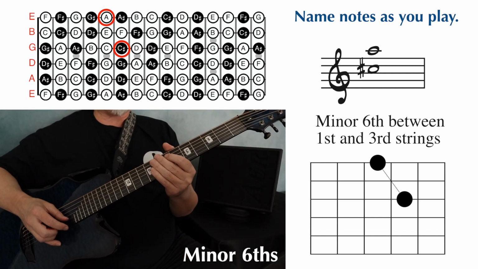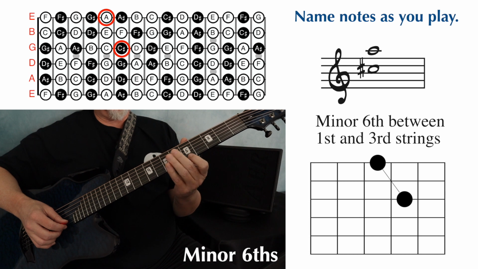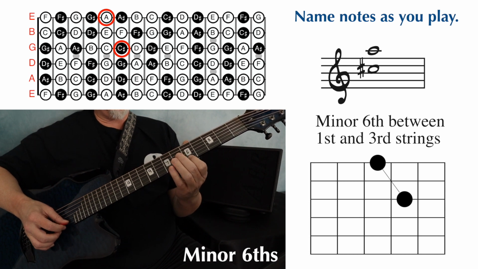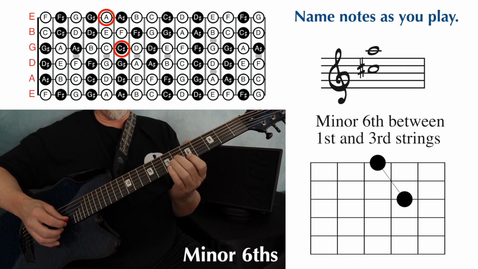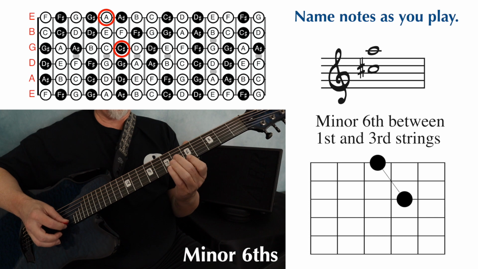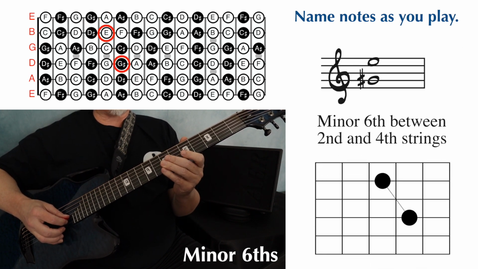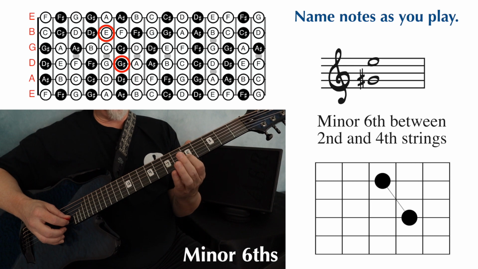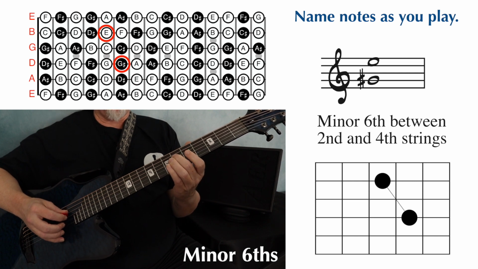Minor 6 between strings 1 and 3 is just going to be 1 fret distance. So here's an A, and a minor 6 below an A is a C sharp. So we're skipping over a string, that's string 1 and 3. Minor 6 between strings 2 and 4 is also 1 fret distance. So here's an E. Minor 6 below that is a G sharp. 1 fret distance. E, G sharp.